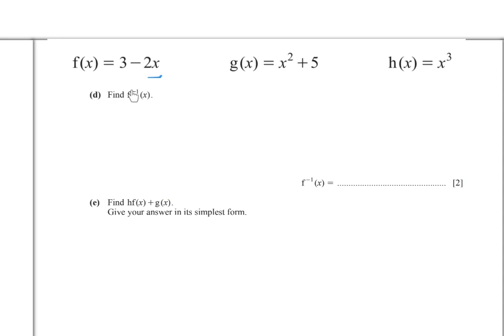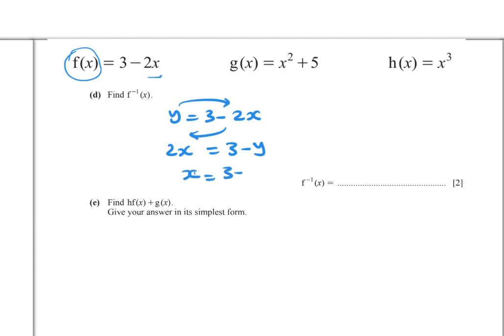Now D, find f inverse of x. So put f(x) equal y. So y equals 3 minus 2x. Then make x the subject. You can transpose y to the other side and 2x to the other side. So 2x equals 3 minus y. Then divide by 2. So x equals (3 minus y) over 2. So the inverse is (3 minus x) over 2, because the last step you need to switch y to x.